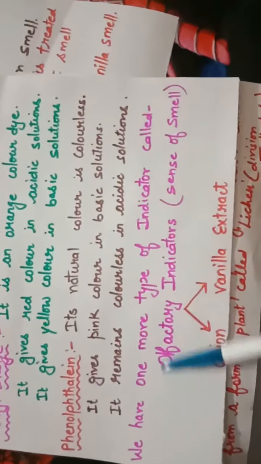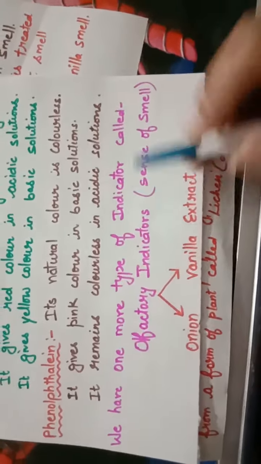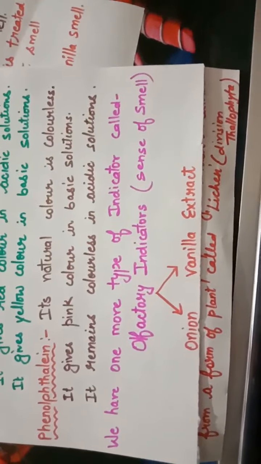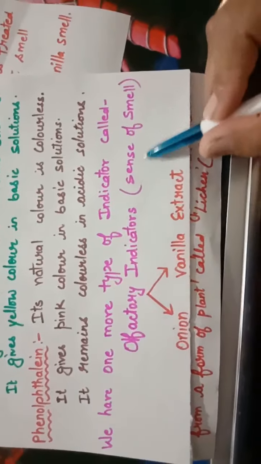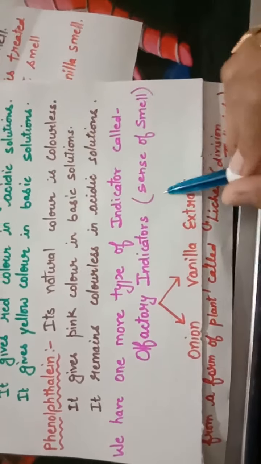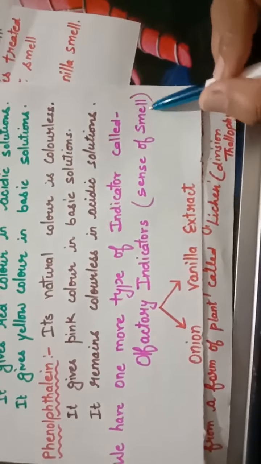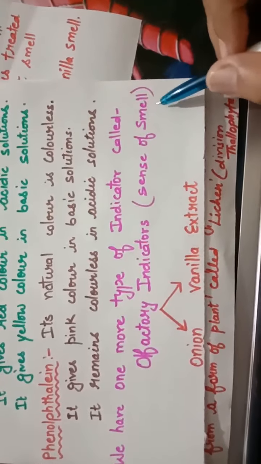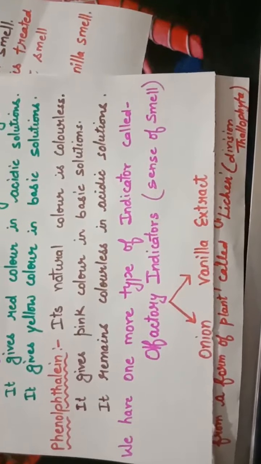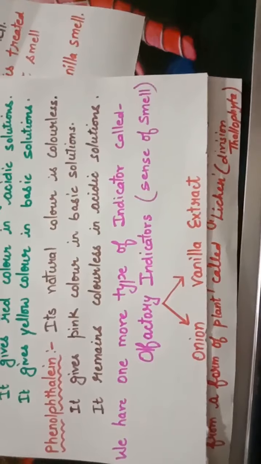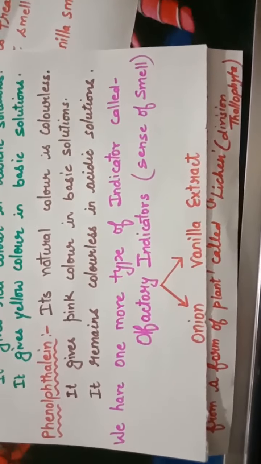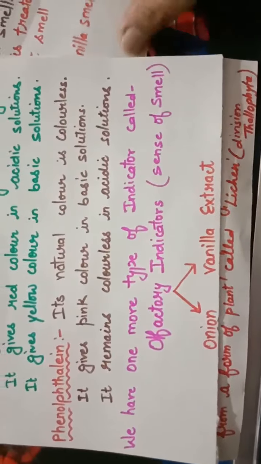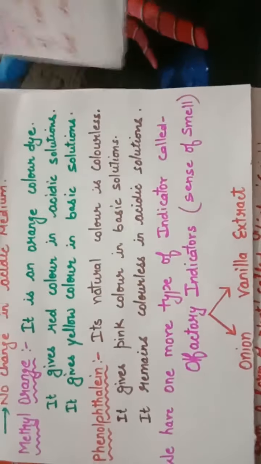We have one more type of indicator, called olfactory indicator. Olfactory means sense of smell. So with the help of smell, we can indicate whether it is an acid or a base. We have two olfactory indicators that are natural, not man-made, that is onion and vanilla extract.